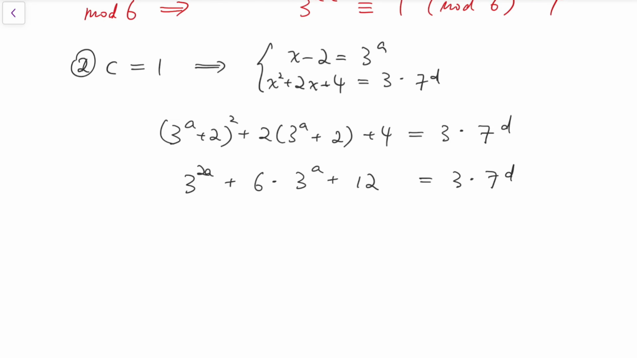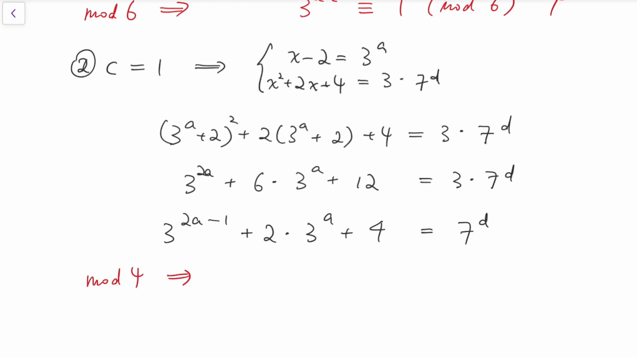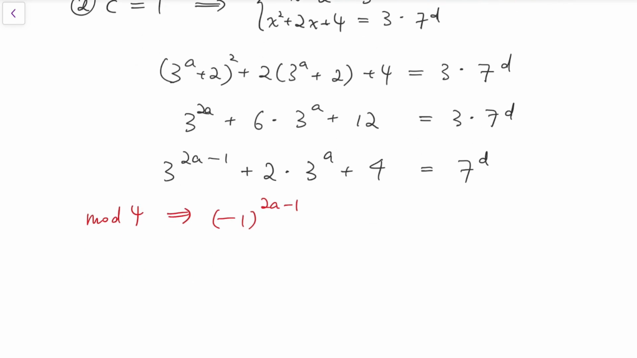Now I'm going to divide both sides by 3, and that gives 3^(2a-1) + 2 times 3^a + 4 equals 7^d. I'm going to take mod 4 on both sides. Now 3 to an odd power is equivalent to (-1) to an odd power.